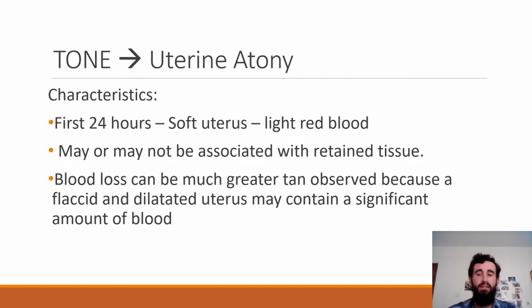We will find in the physical examination a soft uterus, and we will see a light red blood, not dark blood, it's fresh blood. This is very important to know: it may or may not be associated with retained tissue. That is another cause of PPH, but we will see that they are commonly associated with each other. And another very important point to know is that the blood loss can be much greater than observed.